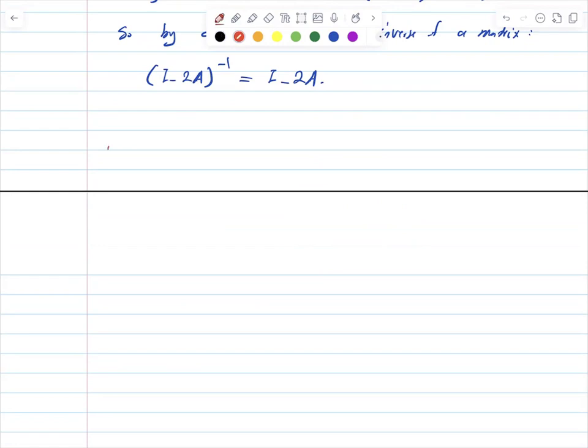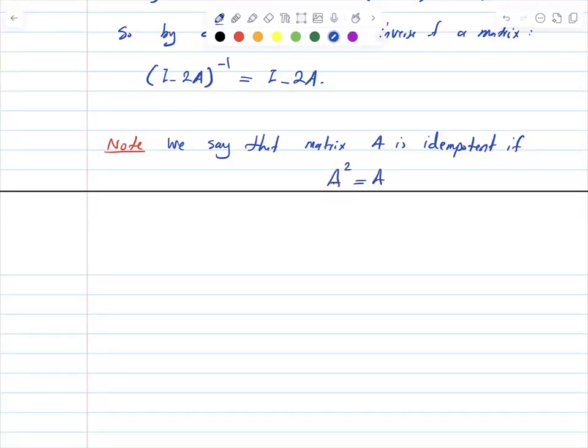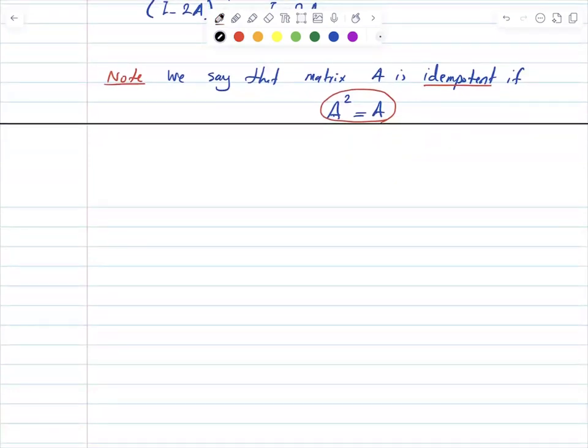Just a quick note for you. We say that a matrix is idempotent if you multiply matrix A by itself, it results in matrix A. So if you see the word idempotent matrix, it means that it has this property. If you multiply matrix A by itself, you get matrix A back. Sometimes they specify idempotent matrix in the textbook. Some other times they just skip it.